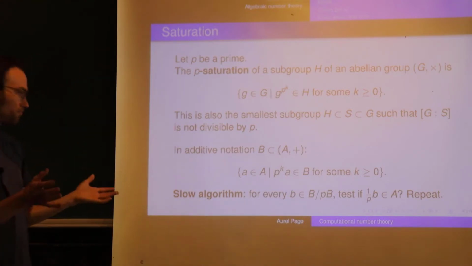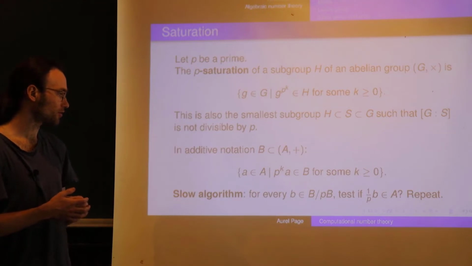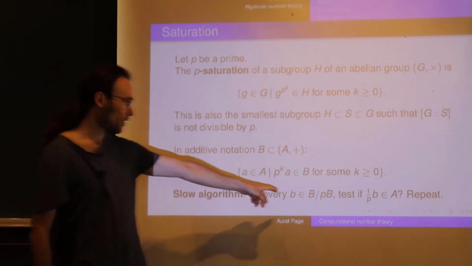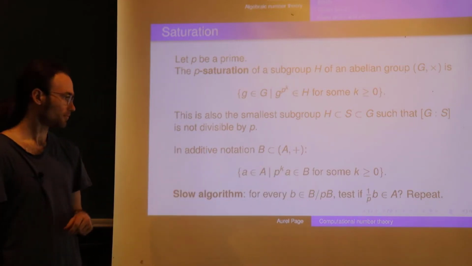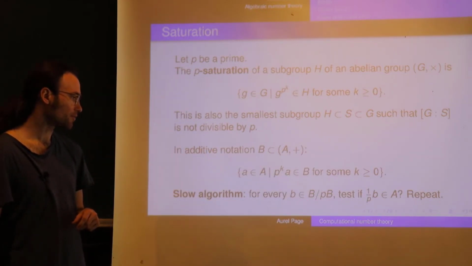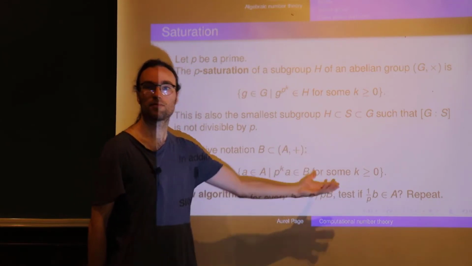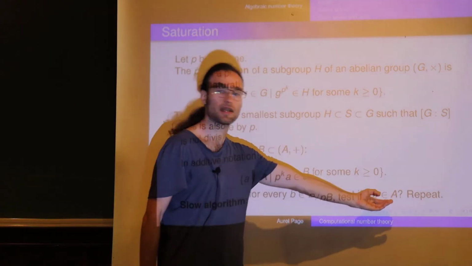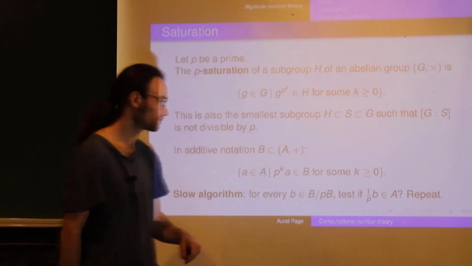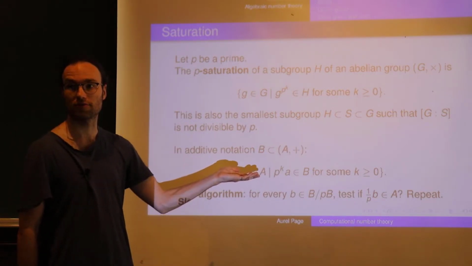So there's a basic algorithm, but very slow, that computes the p-saturation, which is simply you try every element of B modulo p, and for each of them you try to either extract a pth root or divide by p, depending on your context, and you try to see if this lands in A. Okay? And you repeat until you can't do it anymore.